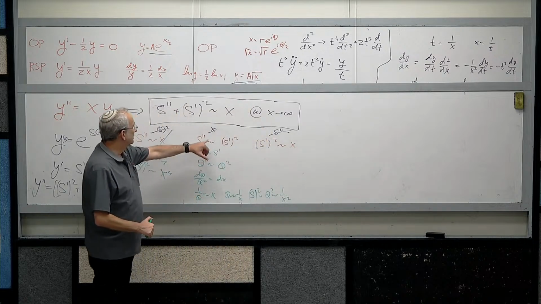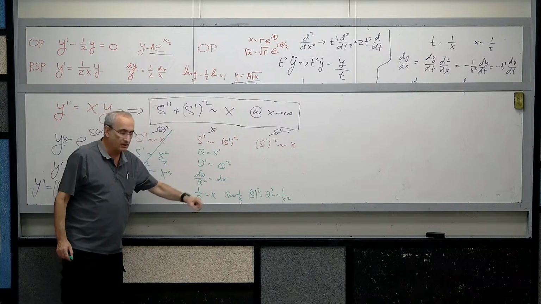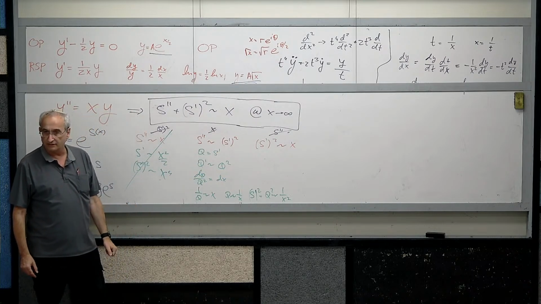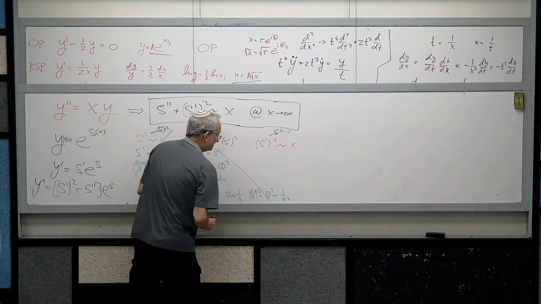Is that consistent with neglecting x when x goes to infinity? No. Because clearly x is much larger than 1 over x squared as x goes to infinity. So this also goes away. This is inconsistent.